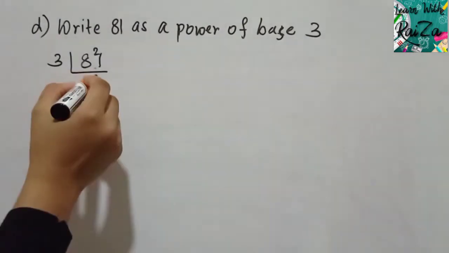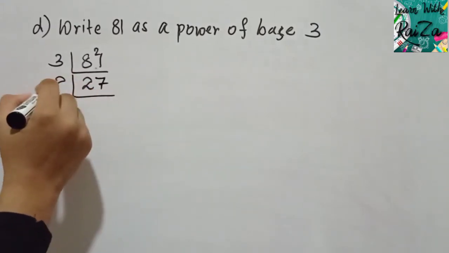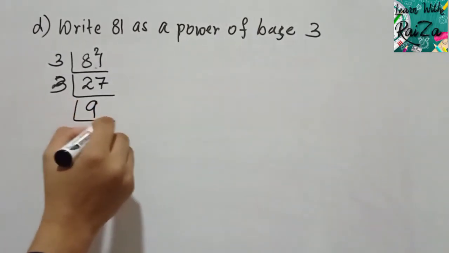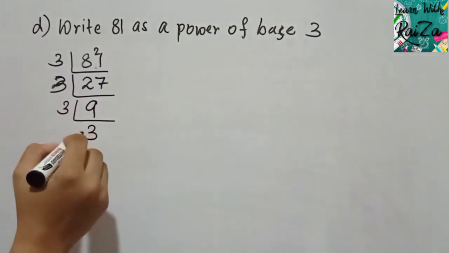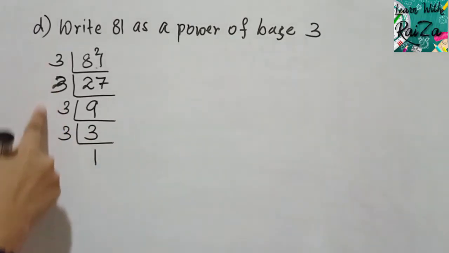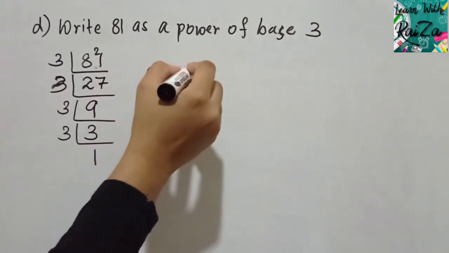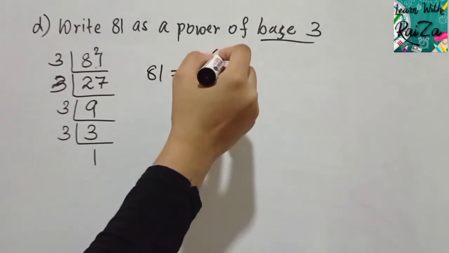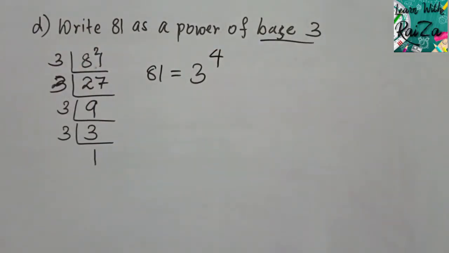3 times 7. 21 divided by 3 gives 7. Then 27 divided by 3. In the 3 times table, what number gives 27? 3 times 9. 9 divided by 3, simply it is 3. 3 divided by 3, you have only 1. So how many 3's are here now? 81 is equal to, 3 is our base. How many 3's are there? 4. So the answer will be 3 to the power 4 will give you 81.